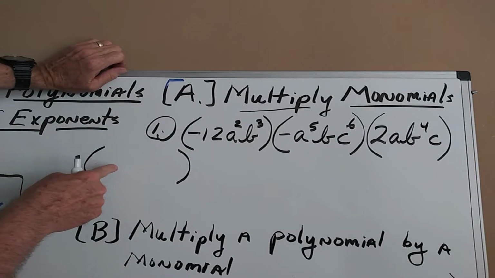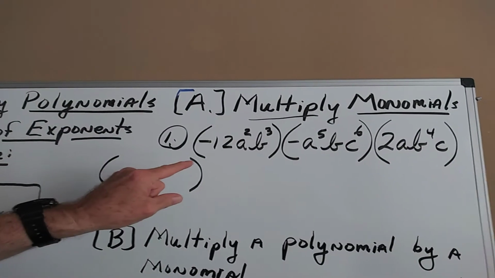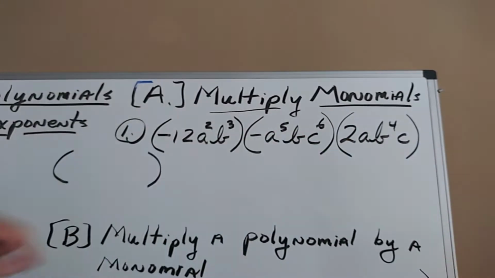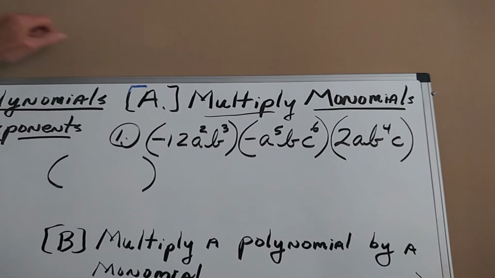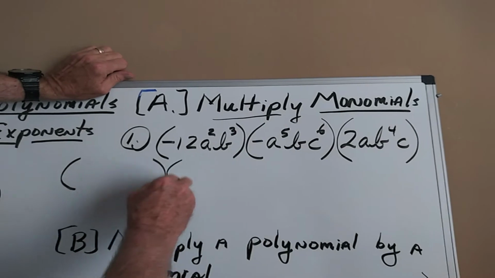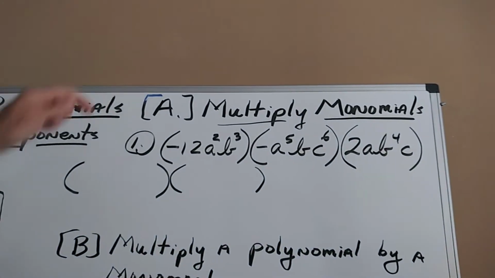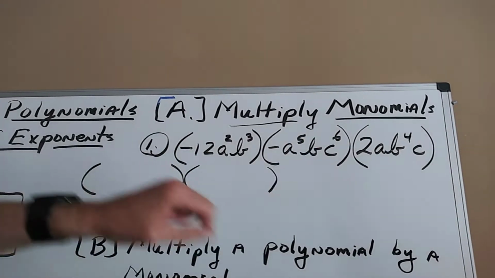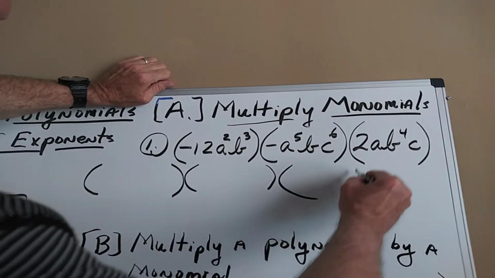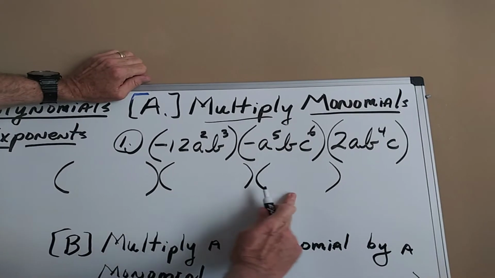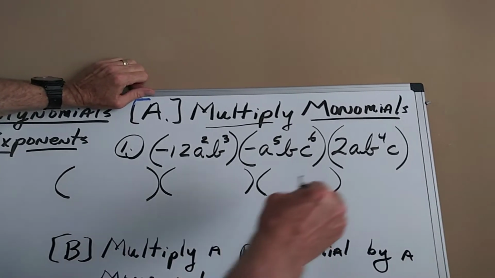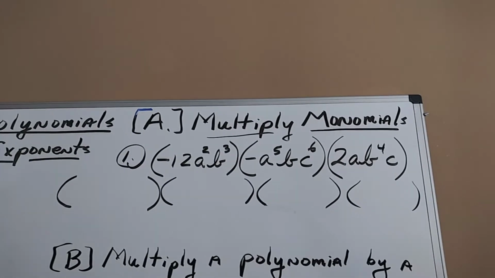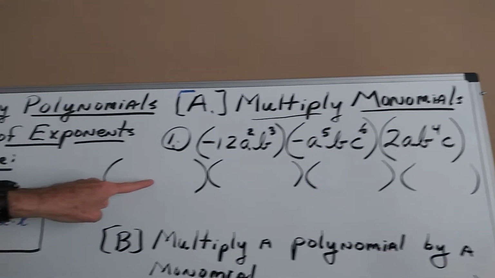And house number one is going to be devoted to the three coefficients of each of these monomial factors that we're multiplying together. House number two is going to be devoted to strictly the powers of A. House number three will be strictly for the powers of B, and house number four will be for the powers of C.